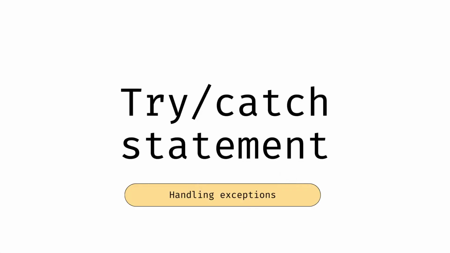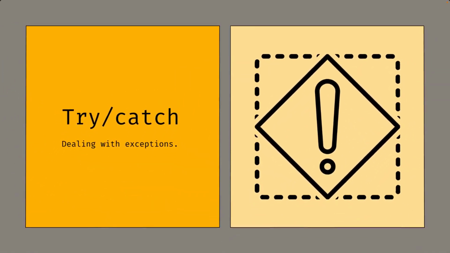We've just seen how to postpone dealing with exceptions by using throws. In this video, we'll look at how to handle exceptions using the try-catch block. The try-catch block is used to handle exceptions that are thrown in a try block.